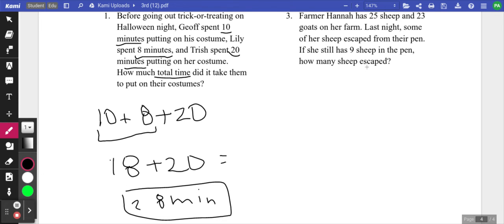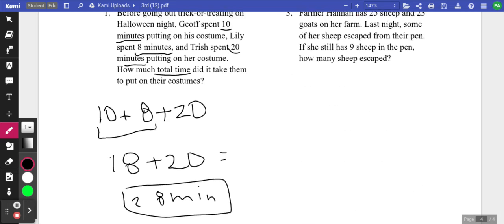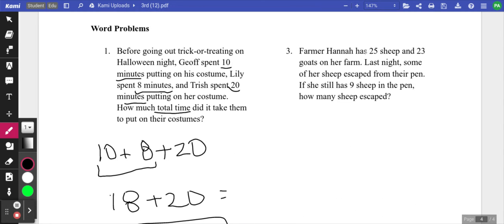Let's try one more. Let's try something like number 3, actually. So Farmer Hannah has 25 sheep and 23 goats on her farm. Last night, some of her sheep escaped from their pen. If she still has 9 sheep in the pen, how many sheep have escaped? Or how many sheep escaped?